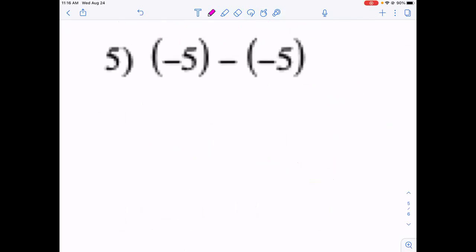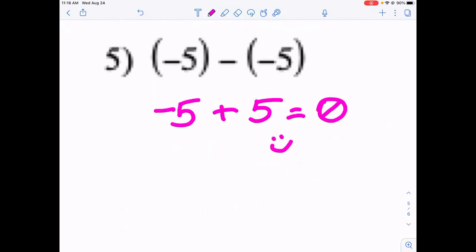Do one of you two want to do number 5? You'll have to rock, paper, scissors. All right, so keep, change. We keep the -5. We change this to addition. We change this to positive. -5 plus 5 is 0. I love it. And a smiley face.